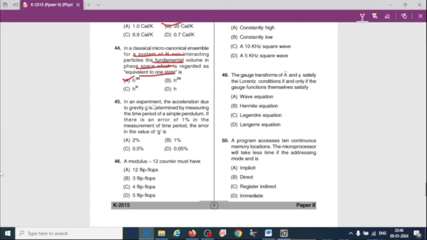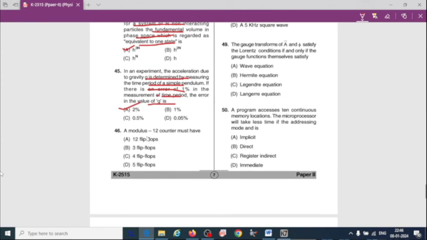In an experiment, the acceleration due to gravity g is determined by measuring the time period of a simple pendulum. If there is an error of 1% in the measurement of time period, the error in g is A, 2%. A modulus 12 counter must have 4 flip-flops.